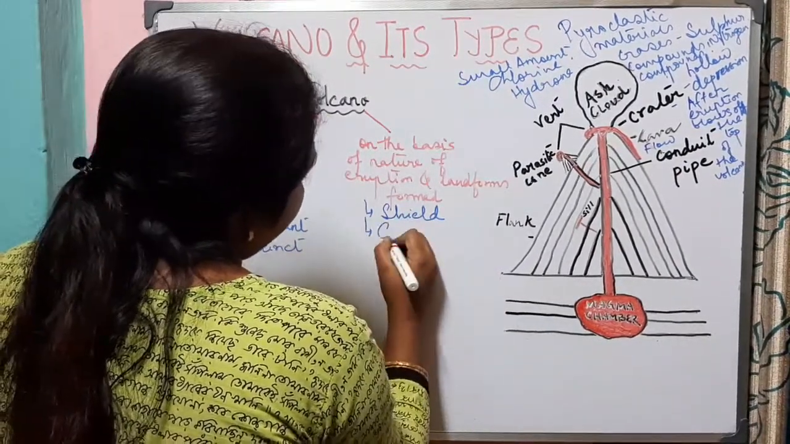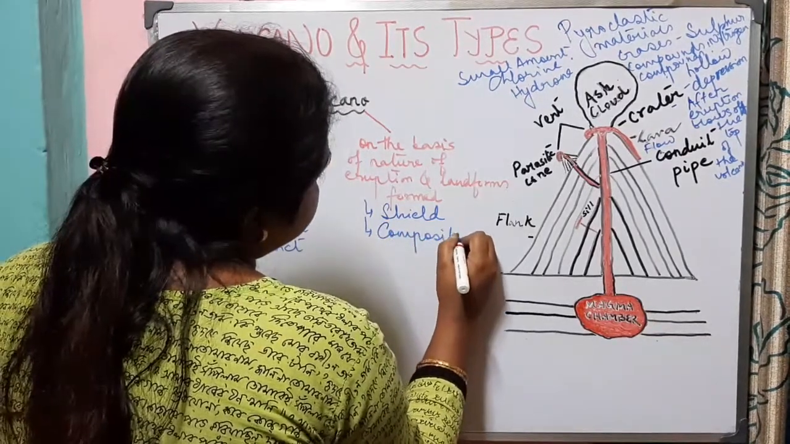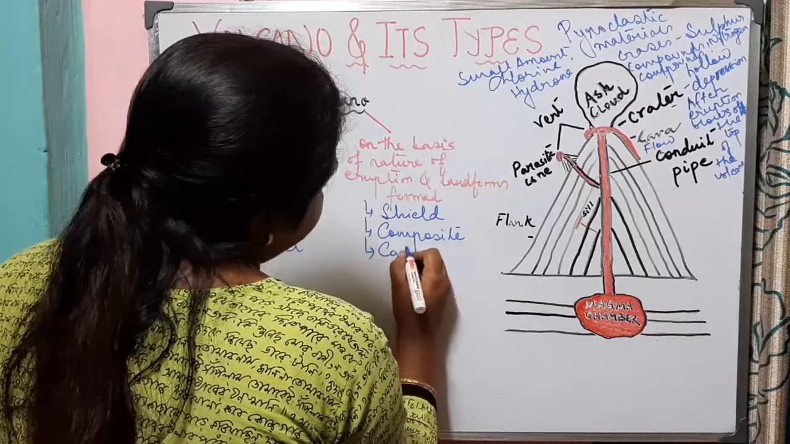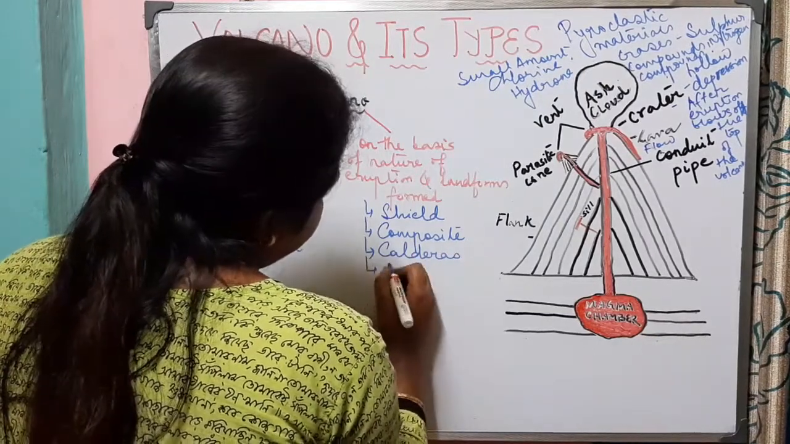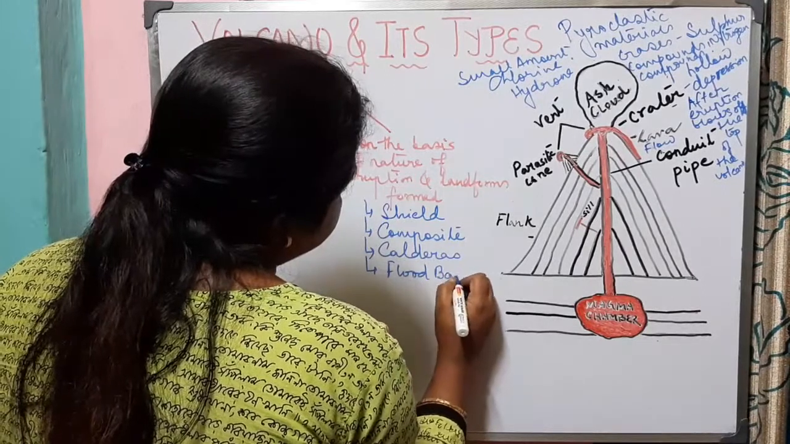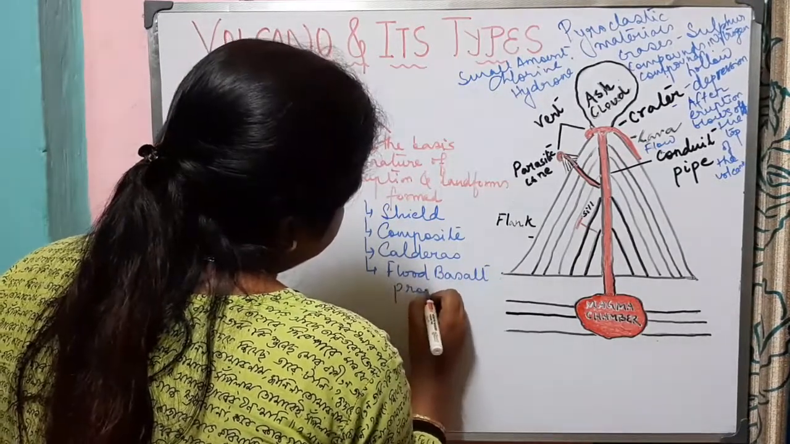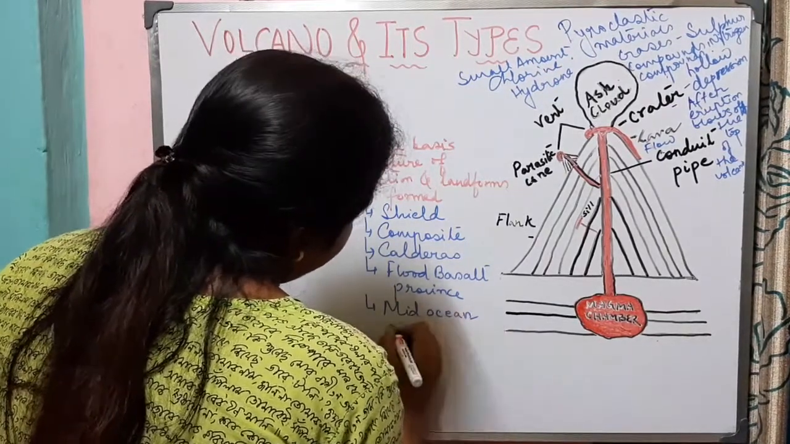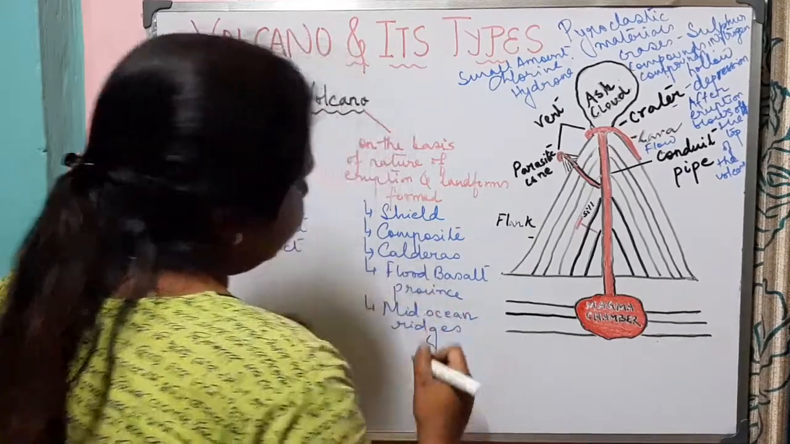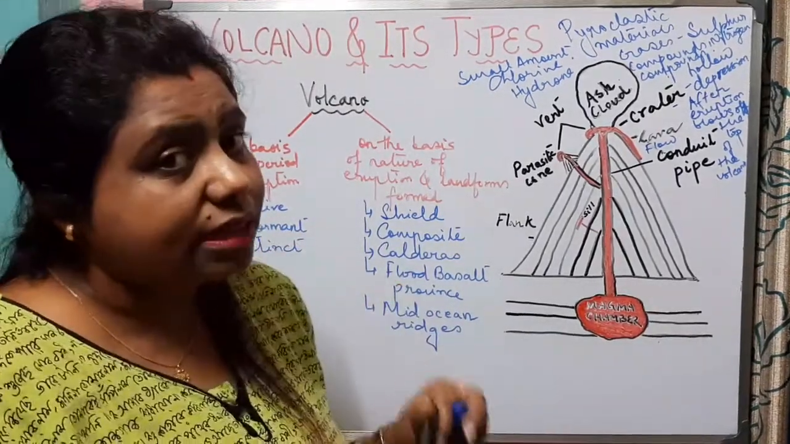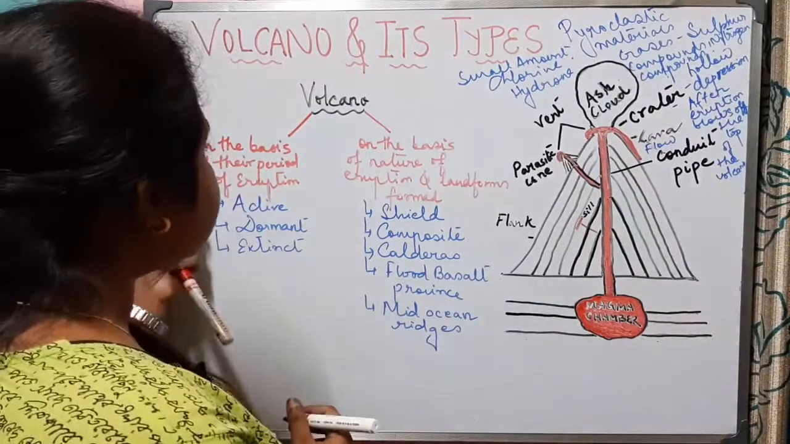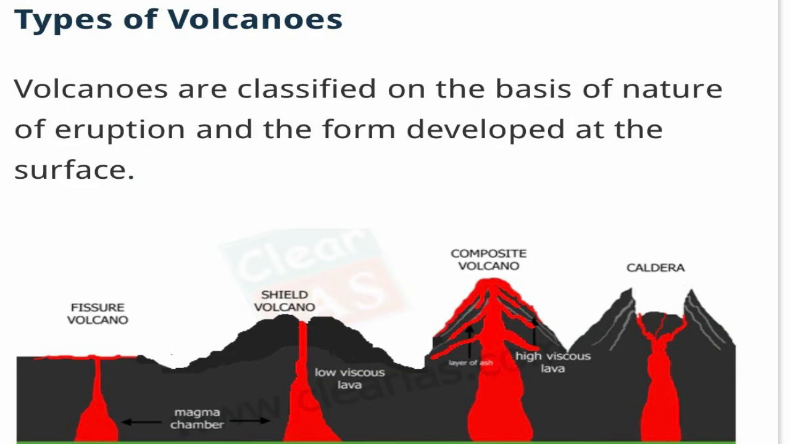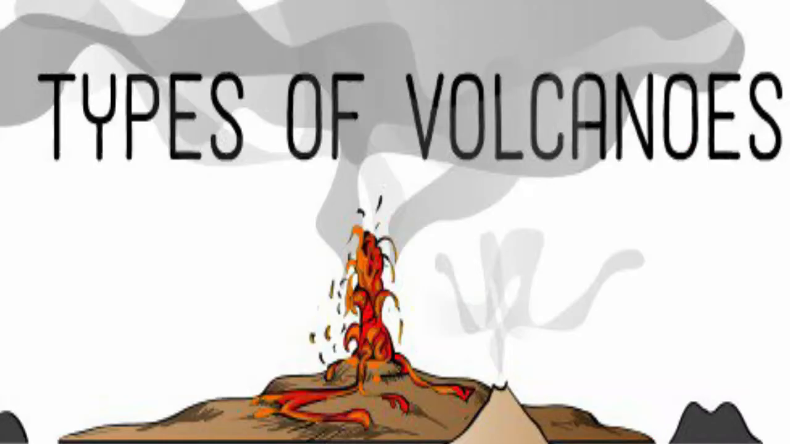composite volcanoes, calderas, flood basalt province, and the mid-oceanic ridges. Already we have learned about the mid-oceanic ridges when we were discussing the divergent plate boundary. So these are the types of volcanoes. Now let us understand these types of volcanoes in detail. Now let us know about the types of volcanoes on the basis of their period of eruption.